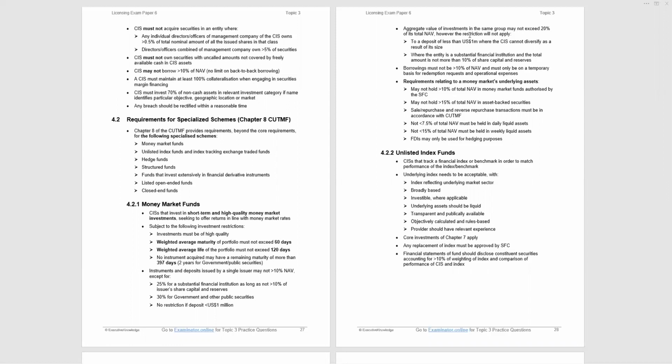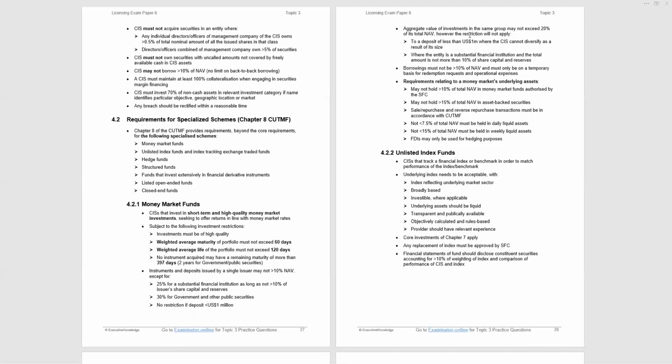Under money market funds, we're told that those schemes invest in short-term, high-quality money market investments, which seek to offer returns in line with money market rates. There are investment restrictions. Investments must be of high quality. Weighted average maturity of the portfolio must not exceed 60 days. So that's on average. The weighted average life of the portfolio must not exceed 120 days. No instrument acquired may have a remaining maturity of more than 397 days, 2 years if it's government public securities.